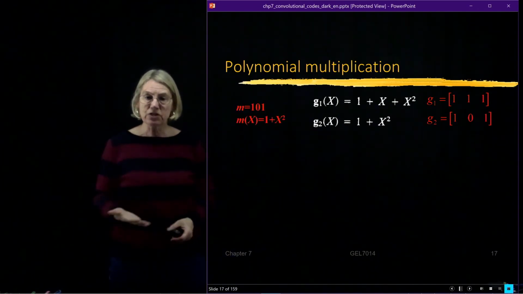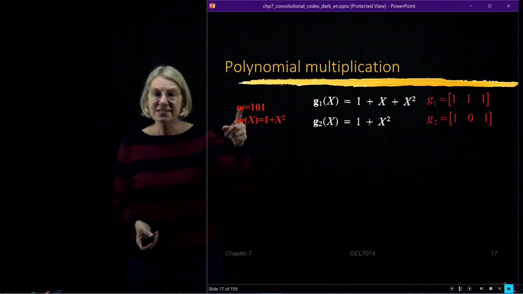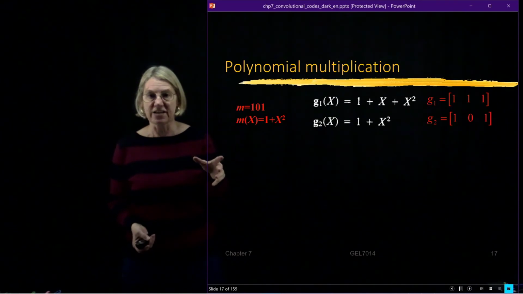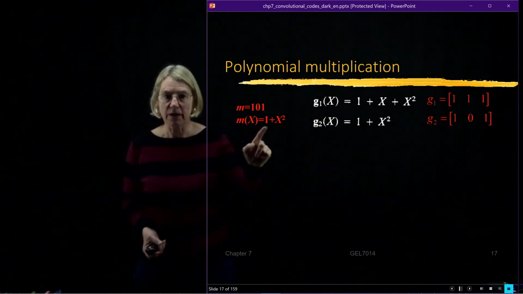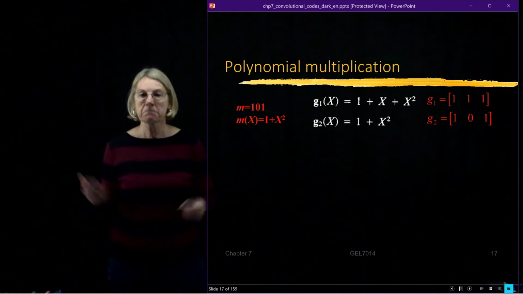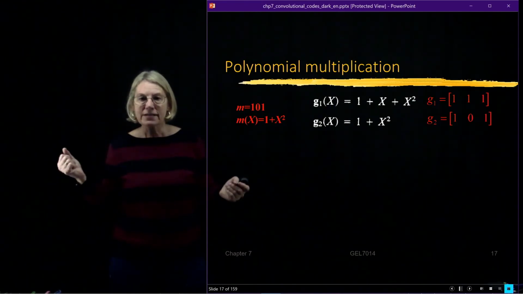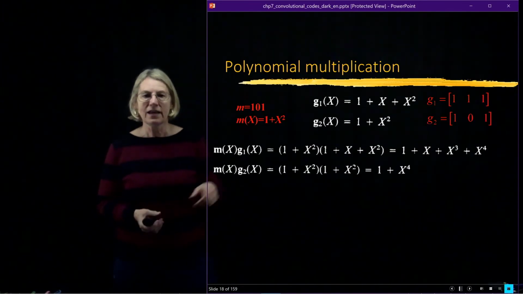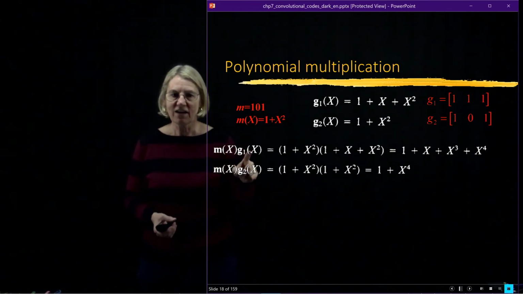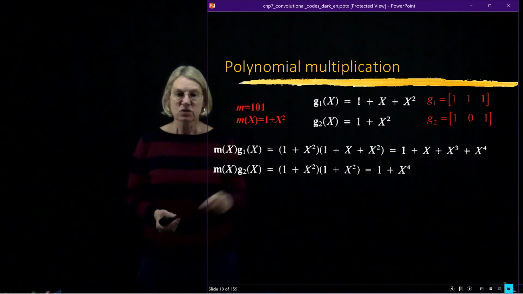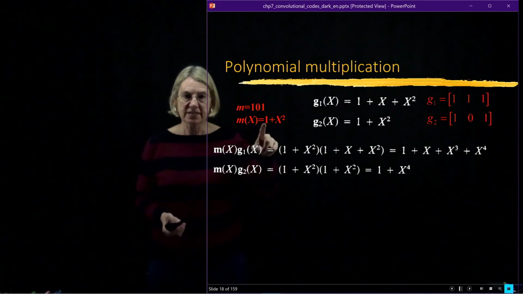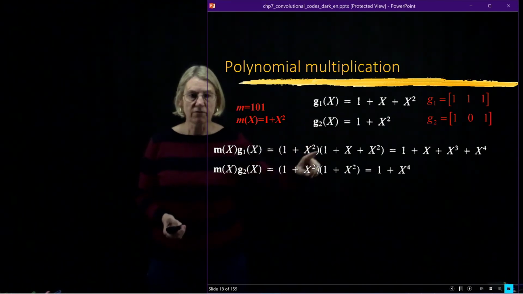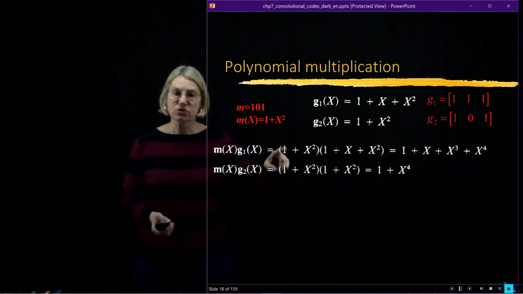Next I'm going to do the same interpretation for my data. My data sequence was 1, 0, 1. So in terms of a polynomial representation, that data would be represented as a polynomial 1 plus x squared. Okay, so now I have a polynomial. And I can say that the output of encoder 1 is the multiplication of these two polynomials. So I take this polynomial, 1 plus x squared, times the polynomial of the first encoding function. So I have 1 plus x squared, and I just do the math.